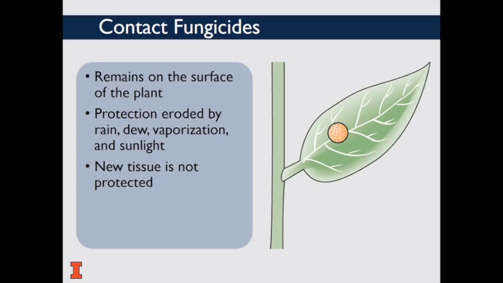As with any pesticide, rainfall or irrigation within a few hours after application washes away much of the pesticide and greatly reduces the protective value. Even after drying on the plant surface, residues continue to be eroded via rain, dew, vaporization, and sunlight, thus reducing the protection. Furthermore, as plant tissues expand or are replaced, the new tissue is left unprotected. For these reasons, protective contact fungicides need to be reapplied more often than systemic fungicides.